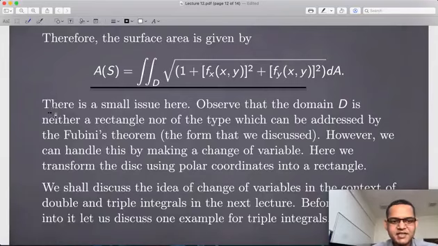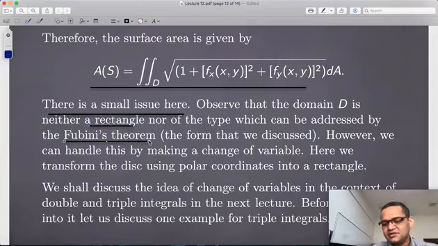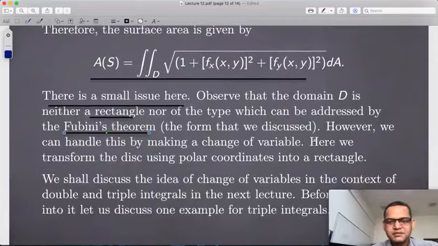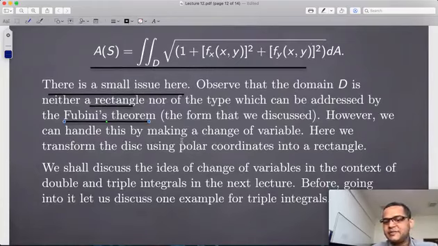Okay, so as I said, there is a small issue over here, that the domain is neither a rectangle nor of the type which Fubini's theorem tells us how to handle. So this is the Fubini's theorem which we stated. Okay, so we need some idea to make sense of this double integral. So what we are going to do is we will transform this D into a simpler domain which Fubini's theorem allows us to handle. So this is going to involve the idea of change of variables.